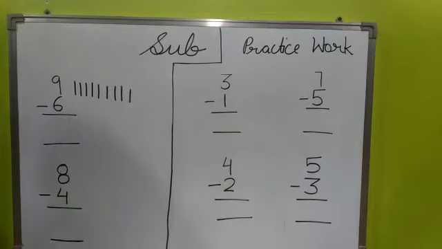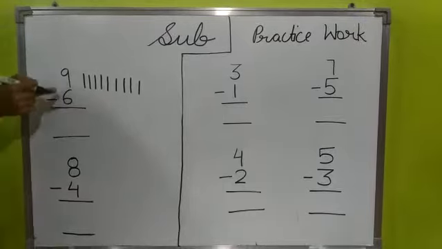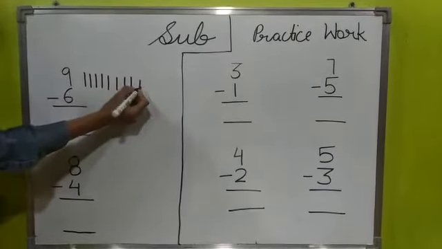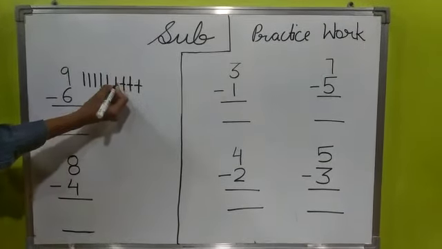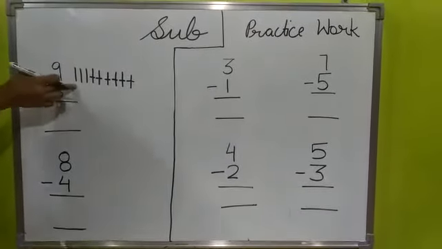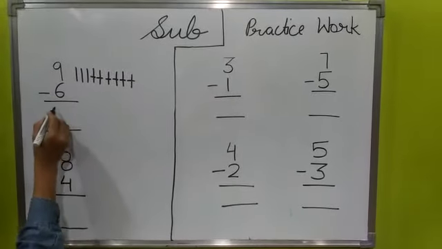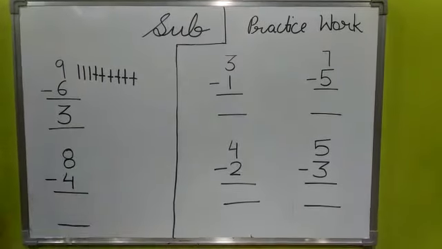Now what you have to do? You have to subtract 6 from 9. So cut 6 lines from here. So 1, 2, 3, 4, 5, 6. Now how many sticks are left? 1, 2, 3. So the answer is 3.